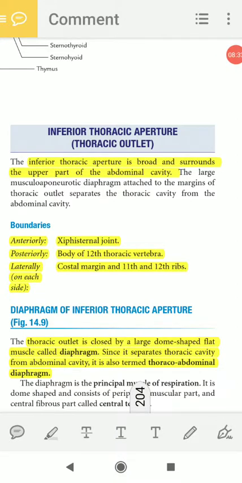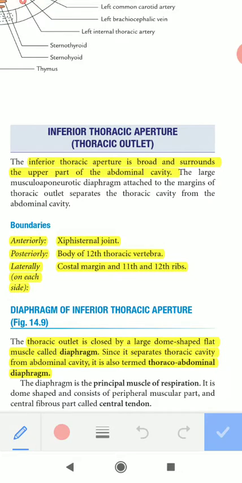Now we will learn about the inferior thoracic aperture or thoracic outlet. What is the thoracic outlet? It is the inferior thoracic aperture. It is nothing but a broad opening which surrounds the upper part of the abdominal cavity. And what is the boundary? Anteriorly there will be the xiphisternal joint, posteriorly there is the body of the 12th thoracic vertebra, and laterally there is the costal margin and the 11th and 12th ribs.